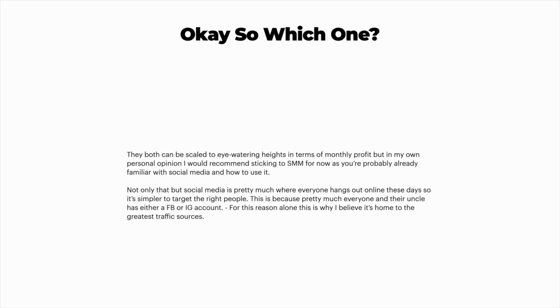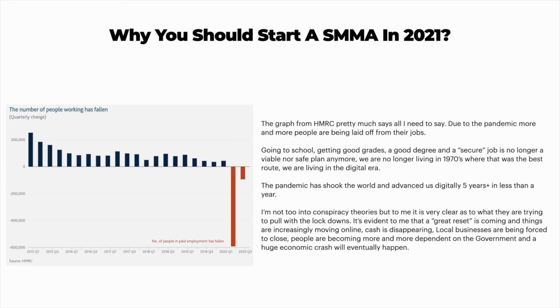And what I mean by that is pretty much everybody and their uncle has either a Facebook or Instagram account, so you can literally target those people. Why you should start a social media marketing agency in 2021 in particular.